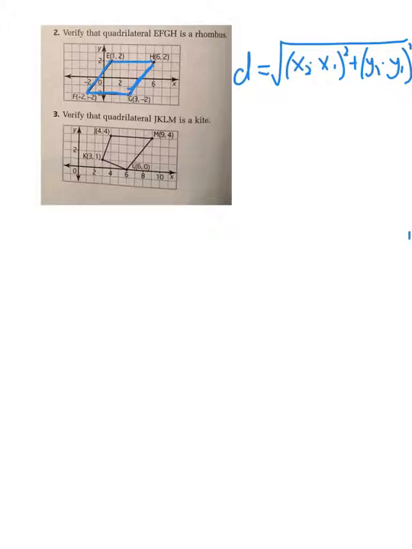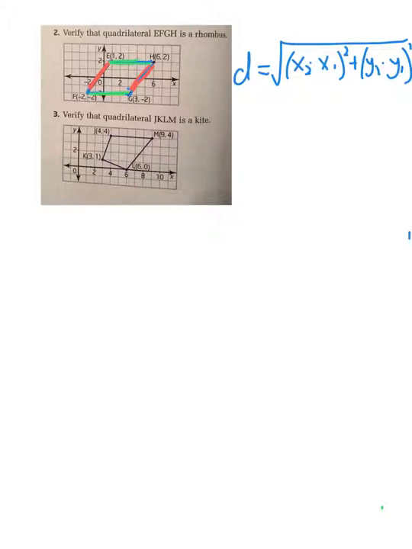And once we've proved all four sides are the same, that's half the battle. And then we have to prove that these two are parallel. And once we prove those two are parallel, we then prove that these two are parallel. And there we have a rhombus.